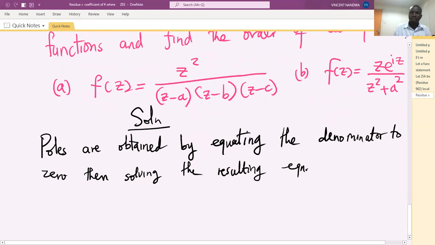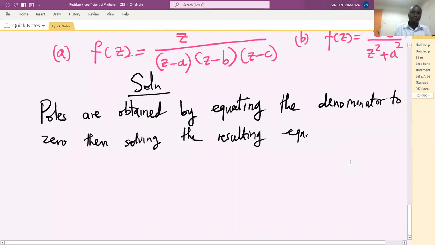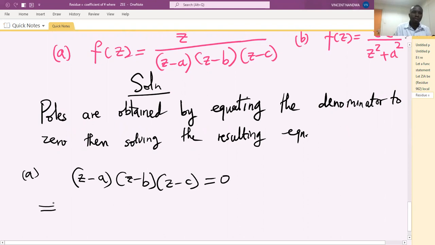So in part A, we'll say z minus a times z minus b times z minus c equals zero. This means z minus a is zero, z minus b is zero, and z minus c is zero.